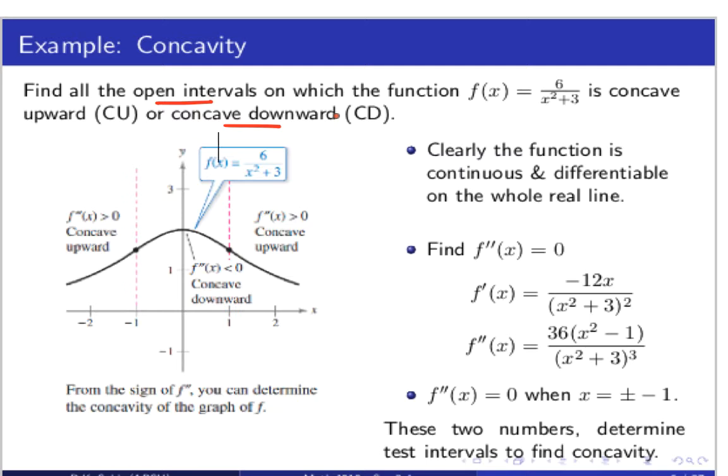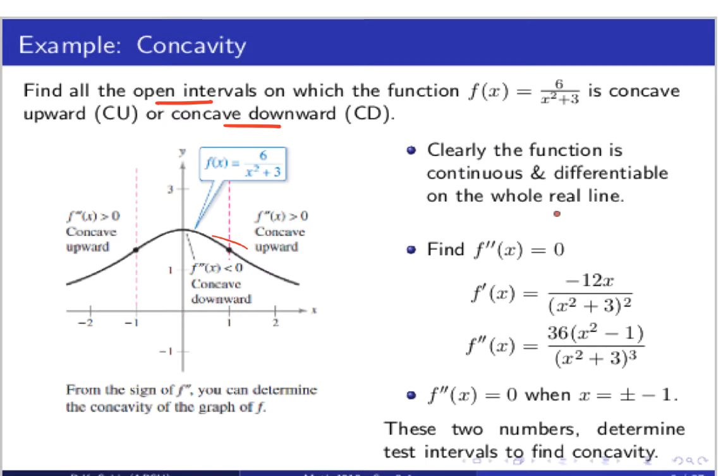Okay, so how do we do this? Now if you look at this function, clearly this is continuous and differentiable. And here we have the graph. The graph clearly shows that it is concave downward. Do you see that? This nice little hump and then it comes down. So how do we get this? What intervals would we like to know?